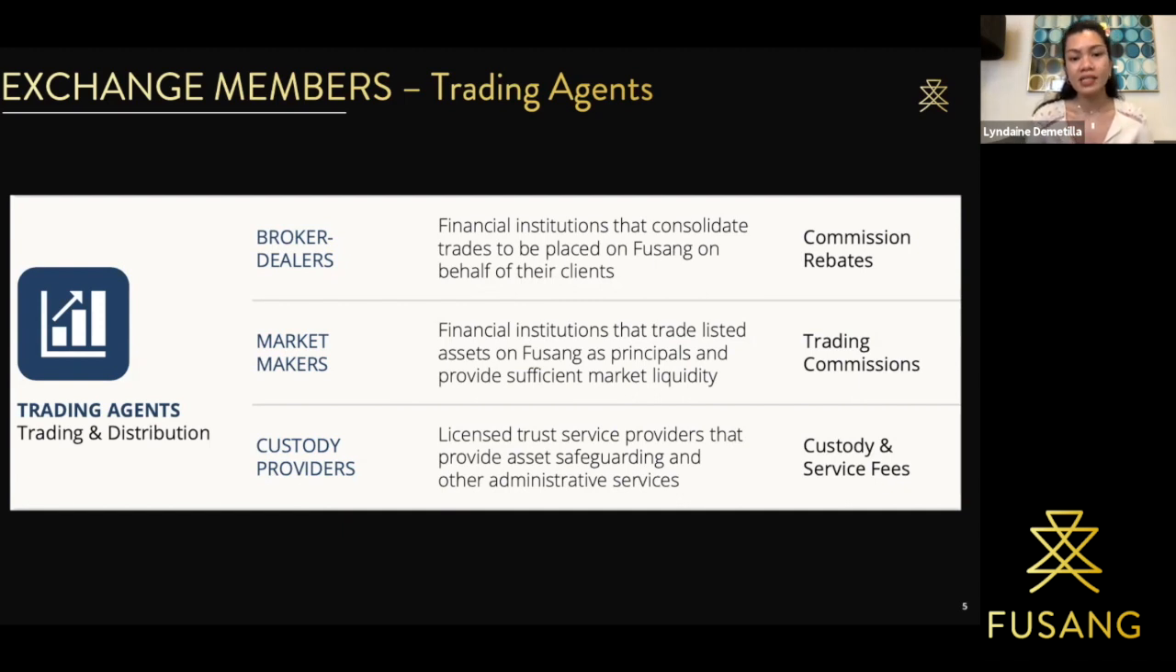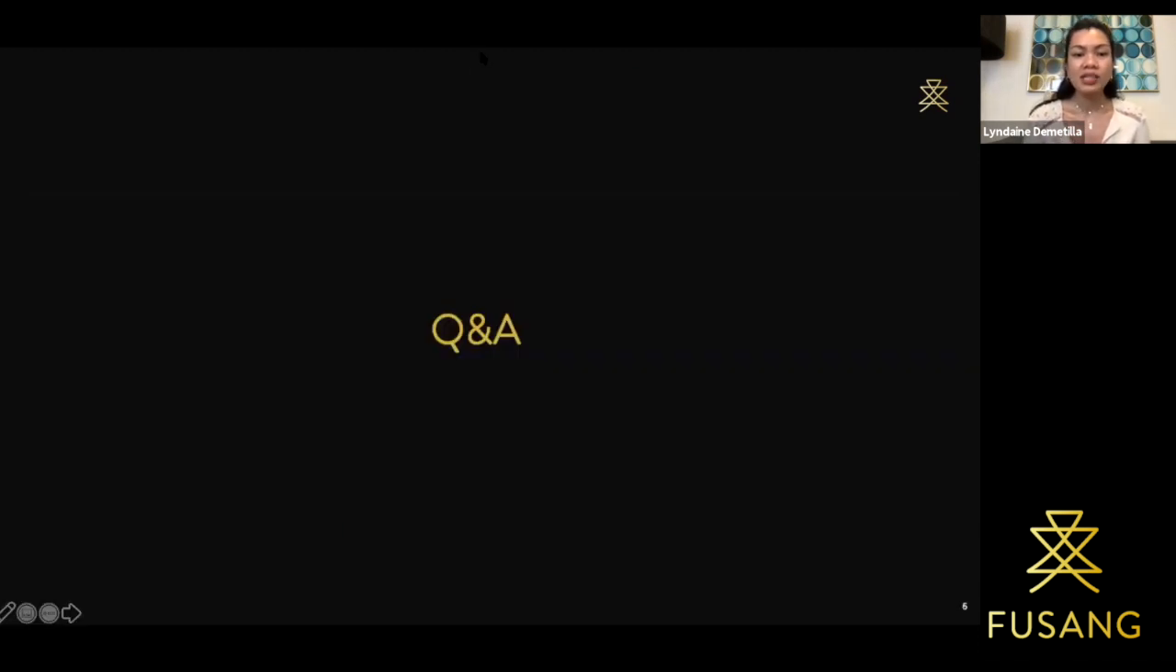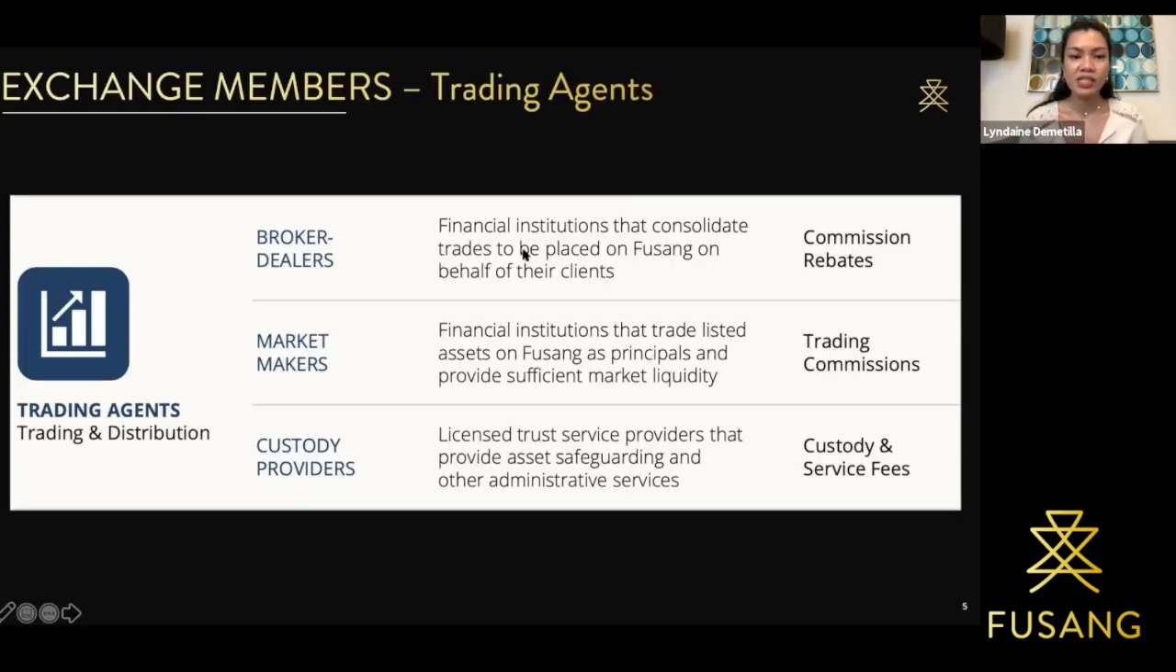Next one, listing sponsors. Potential issuers need service providers such as listing sponsors, legal advisors, and so on. We extend the client base of the members onto this one.